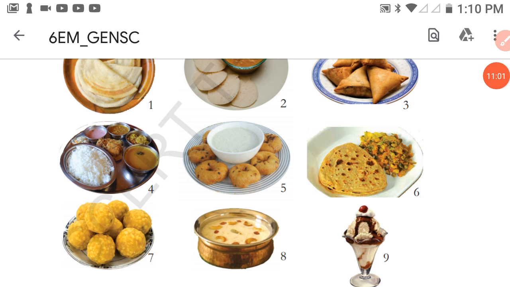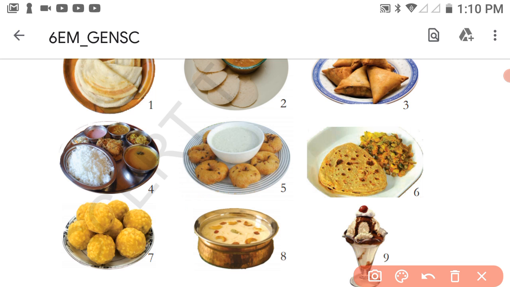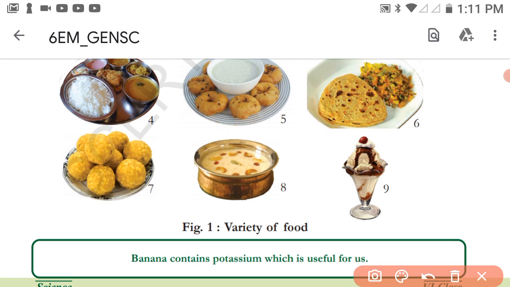Okay. And now the next one is the famous sweet dish of Hyderabad. Yes, it is known as payasam. What is it called? Payasam. Yes, we have this also for breakfast and mostly for festivals because it is a dessert, right? And now the last comes your very favorite dessert, which we mostly have in summer. Yes, it is ice cream. We all like ice cream, right? Yes, yummy.